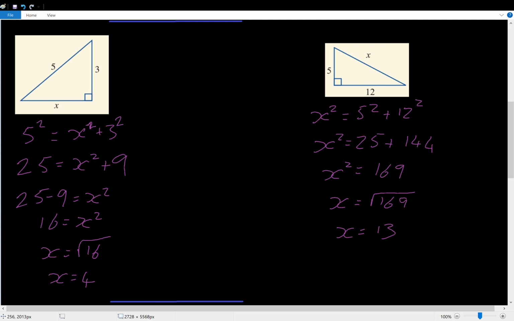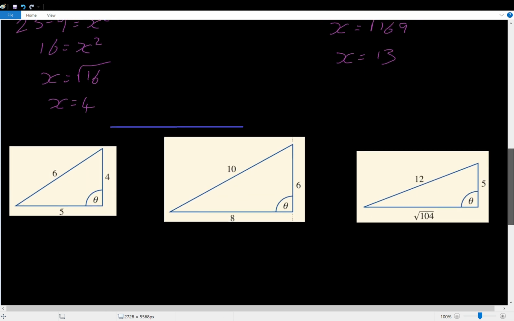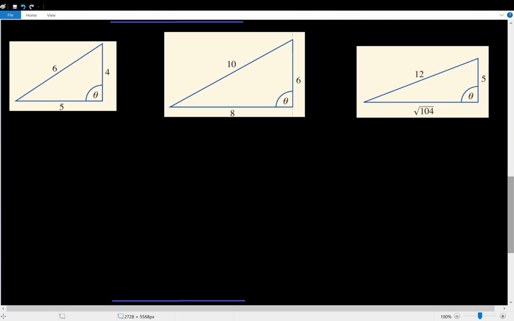Now the other thing we can do with Pythagoras' theorem is we can use it to check whether a triangle is a right angle triangle or not. So we've got 3 different triangles here, each of them marked with different sides, and the angle marked theta may or may not be a 90-degree angle, may or may not be a right angle. And we're going to just try and figure out if it is or not. So we'll start with the first triangle here. If this is a right angle triangle, then that would mean that 6 is our hypotenuse because it is the longest side. And the longest side in a right angle triangle is always going to be the hypotenuse.